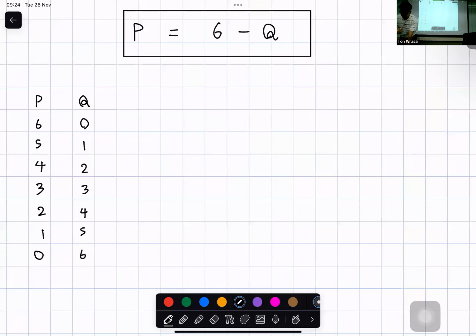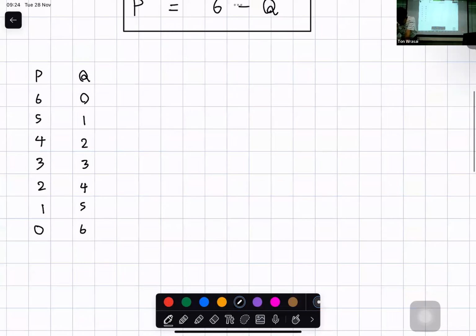And next, let's check our revenue. Third column, TR. Total revenue, product of P and Q. P times Q.